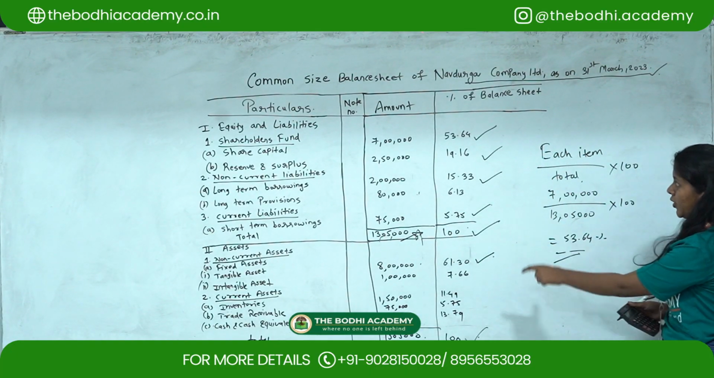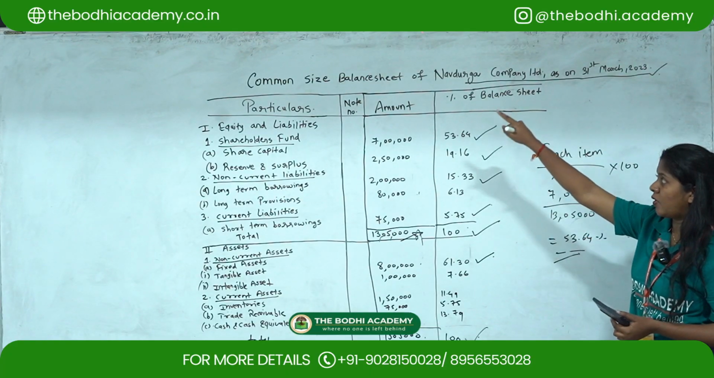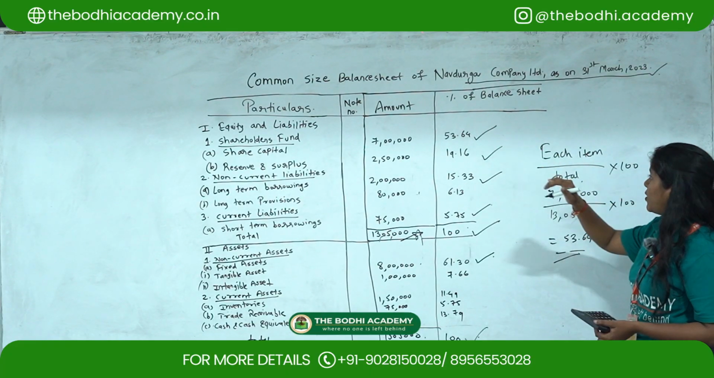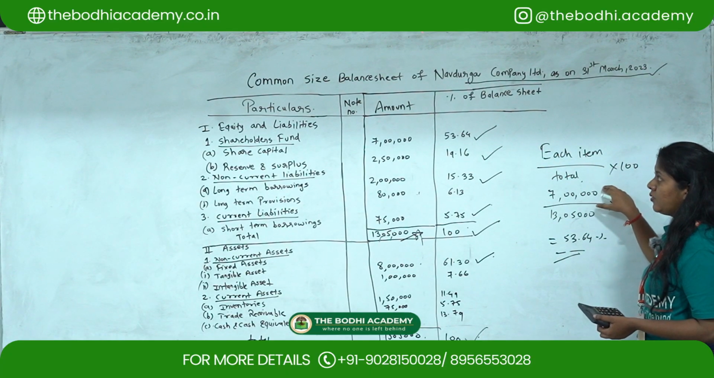Okay, so this is how you have to do it, but you have to remember whenever you are solving common size balance sheet, you have to remember this: each item divided by the total.